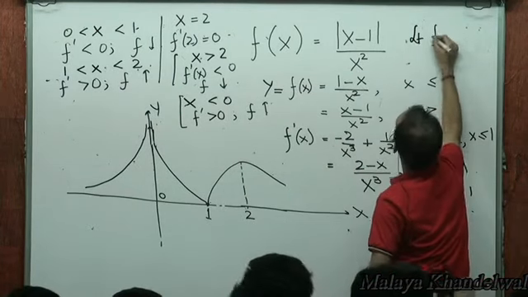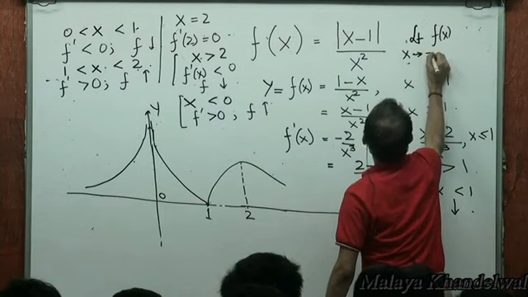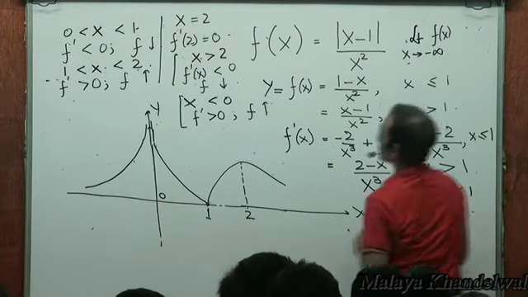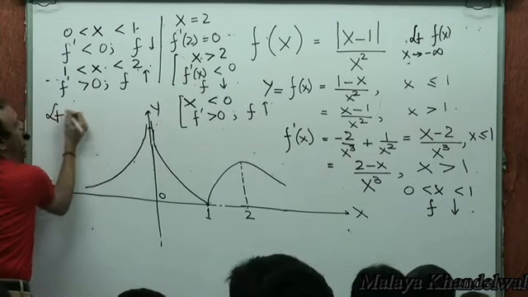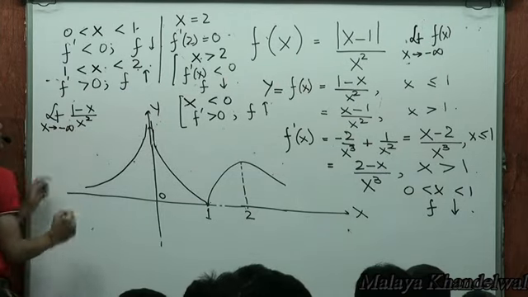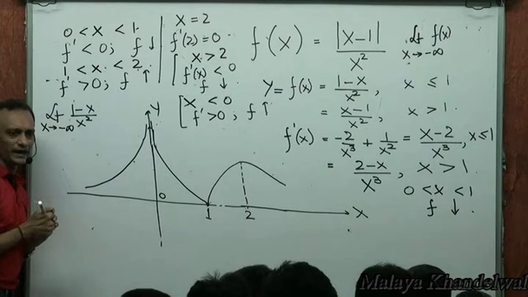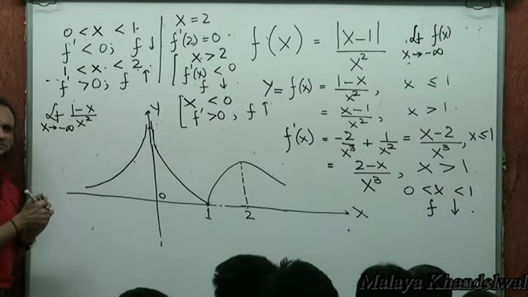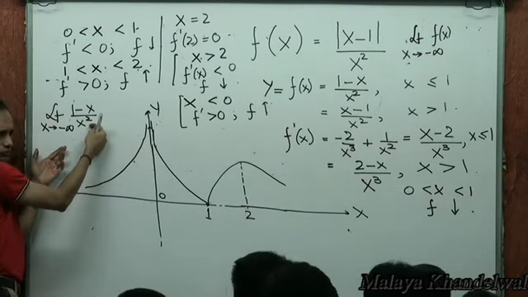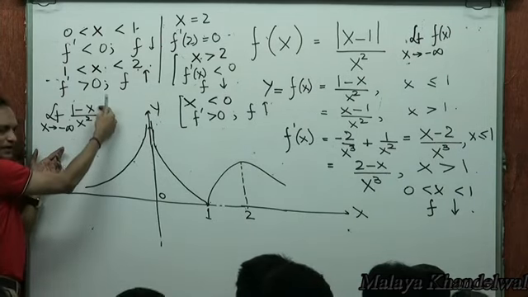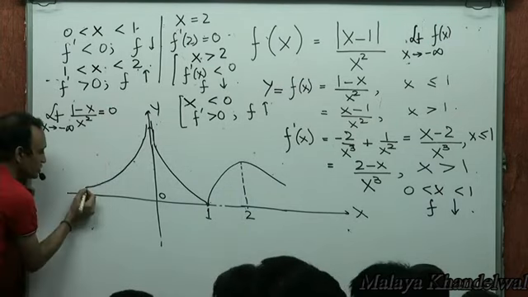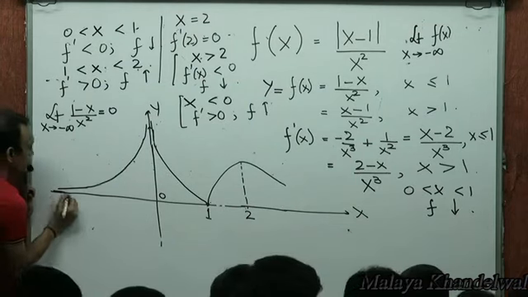Now, similarly, limit f x as x tends to minus infinity. Minus infinity means less than 1, so I'll take this description. It is going to be like limit of 1 minus x by x squared as x tends to minus infinity. What will this be? 0. Why? Divide by x, or you can even apply L'Hopital's rule, because it's of the form infinity by infinity. So minus 1 by 2x. As x tends to minus infinity, it's going to be 0, which is what you see here. As x tends to minus infinity, f x is tending to 0.